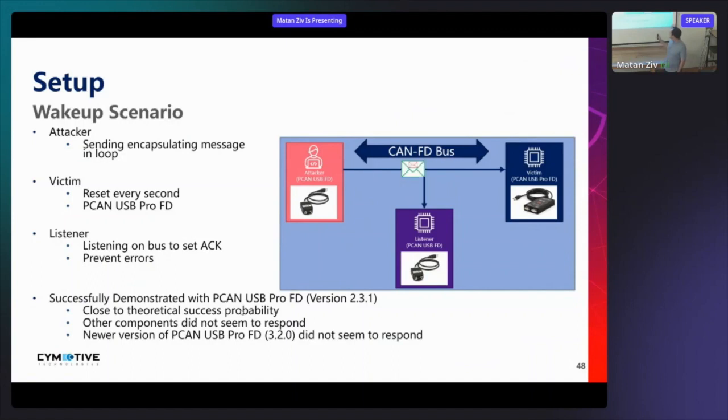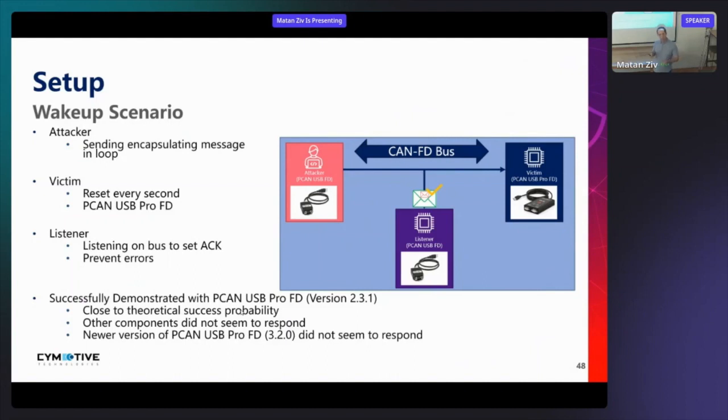One is an attacker, which will send the message again and again and again. Second is a victim, which will be restarted every second. And a third is a listener. The reason we use a listener is so that some component will set the ACK bit of the attacking message. If we do not do this, then the sender, while the victim is being restarted, will do retransmission because it will encounter an error of no one receiving its message.